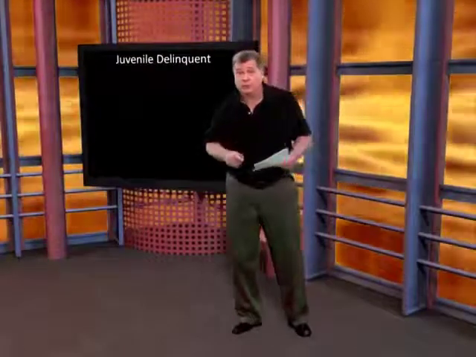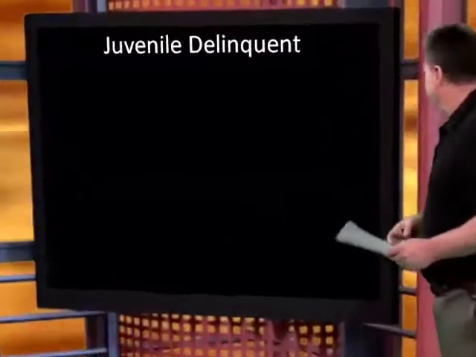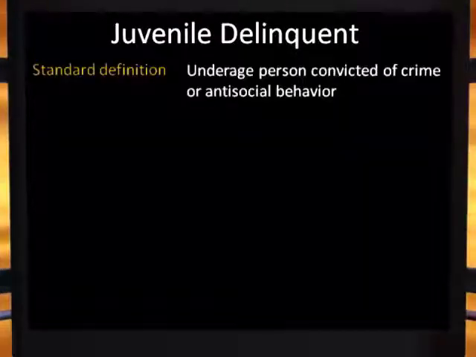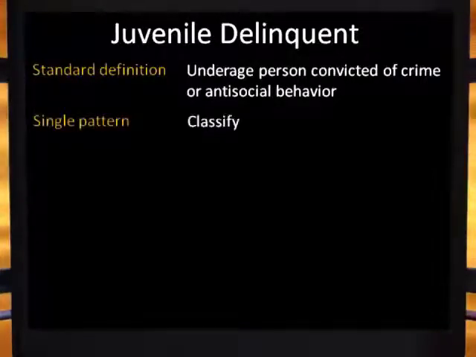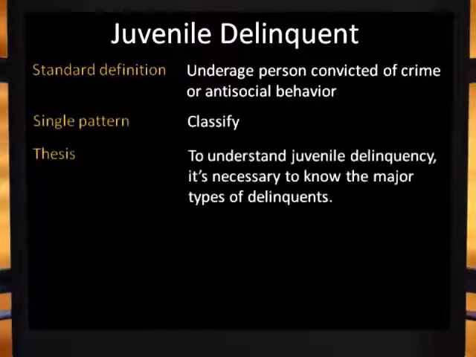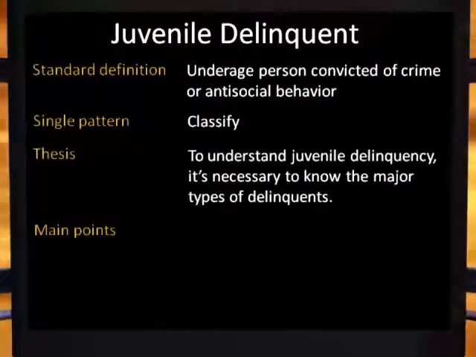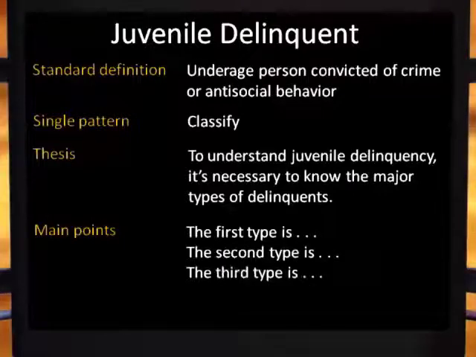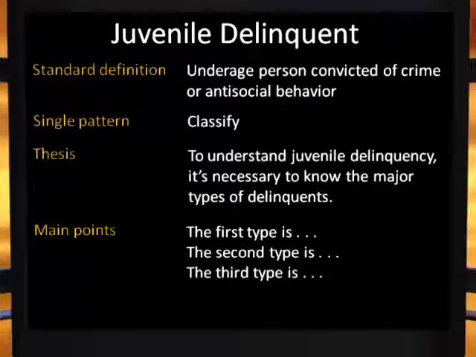The first one we'll look at is a single pattern. Our term is juvenile delinquent. Its standard definition: an underage person who has committed a crime. Pattern: classify. Thesis: to understand juvenile delinquency, it's necessary to know the major types of delinquents. In our supporting points, we will discuss the first type of juvenile delinquent, the second type, the third type, and all you have to do is think back to your experience.